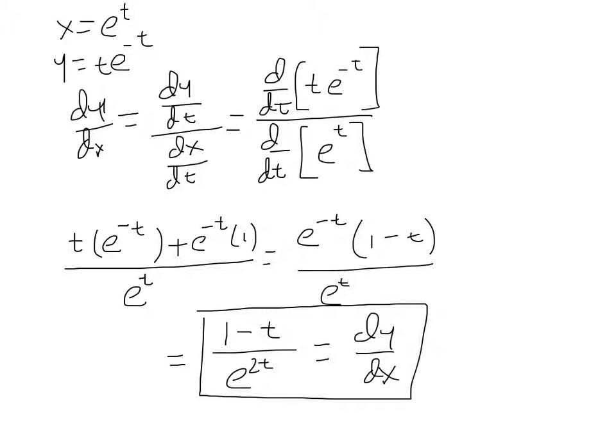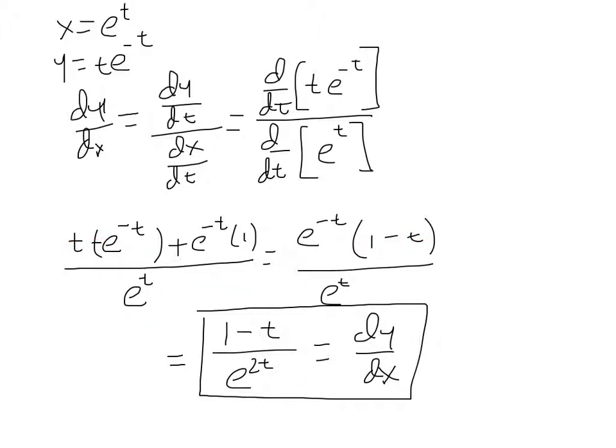Well, if we're going to find the derivative of t times e to the minus t, then we're going to use the product rule. We'll take the first function, t, times the derivative of the second, and the derivative of e to the minus t is going to be minus e to the minus t. And then we'll add to that the second function, e to the minus t, times the derivative of the first. And we can factor out an e to the minus t, and we'll wind up with 1 minus t.